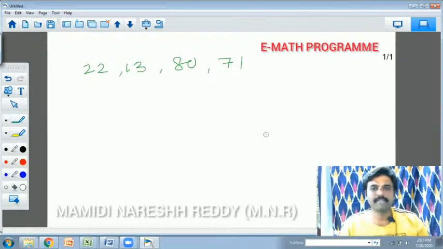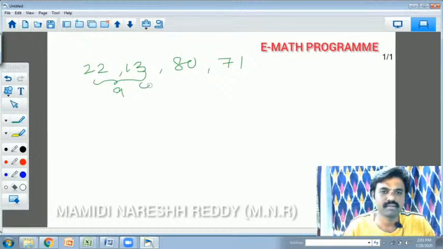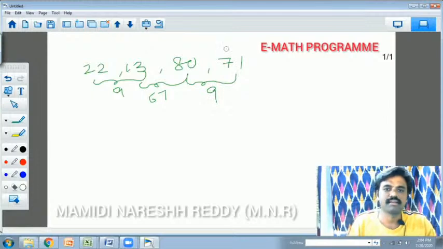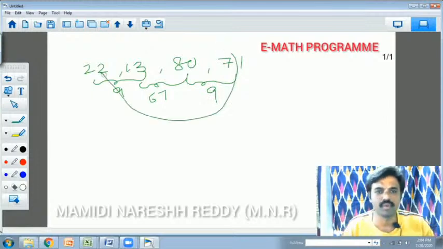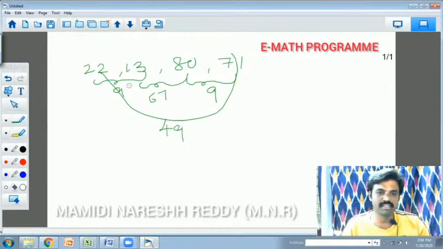Now let's see the differences. Let us find the difference of each two numbers. The difference of 22 and 13 is 9. The difference of 13 and 80 is 67. The difference of 80 and 71 is 9. And the difference of 71 and 22 is 49. So we have got 4 numbers again: 9, 67, 9, and 49.